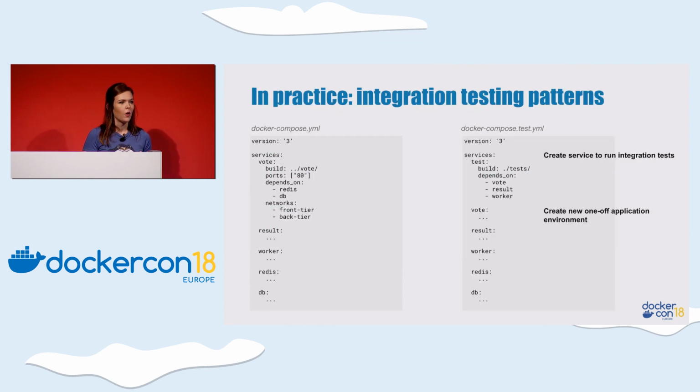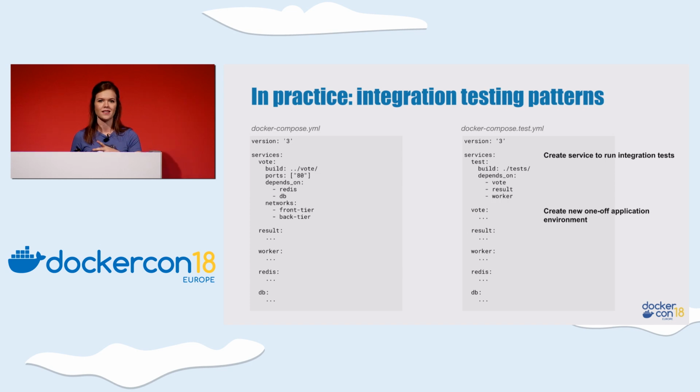So I want to just talk about one pattern of how you might do this in practice. This is just a simple pattern. It's not going to fit everyone's use case, but hopefully that pattern can apply to whatever you're trying to do. On the left-hand side here, we have a Docker Compose file. This would be my dev environment, and I've used this sample app, which is the voting app, which you may have seen at DockerCons past.